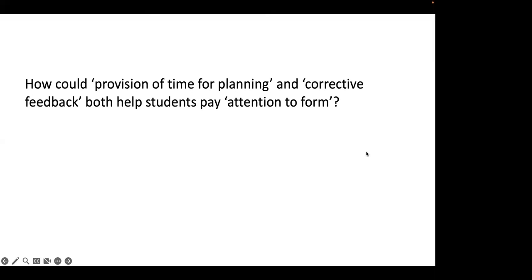For planning time, allowing time for planning helps learners process and focus on accurate grammatical usage, and this enables them to plan their output carefully and consider the grammatical forms they will use. And about corrective feedback, this draws attention to errors and helps learners refine their understanding of a specific structure and notice the gap between their current usage, and this leads to improvement.